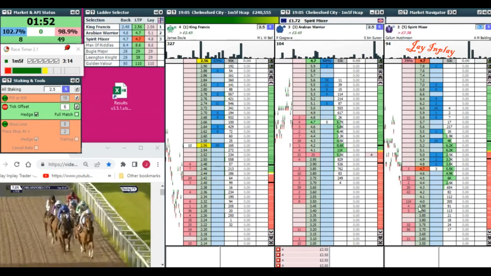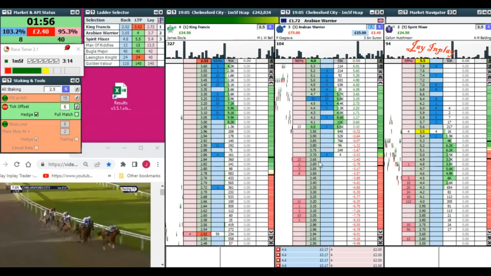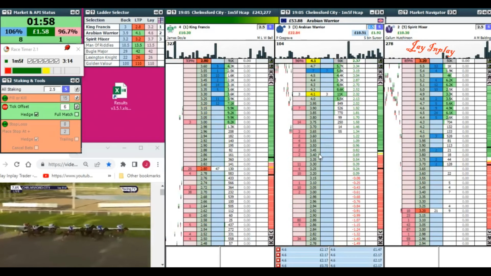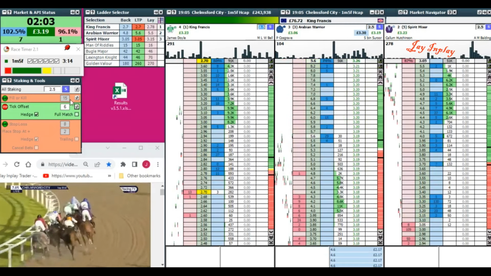Heading into the final half mile. Lexington Knight still leading from in second place Arabian Warrior. King Francis hasn't left the rail. James Doyle in third place. And chased through by the other Spirit Mixer, ridden along, Golden Valor. Man of Riddles now being pushed along.